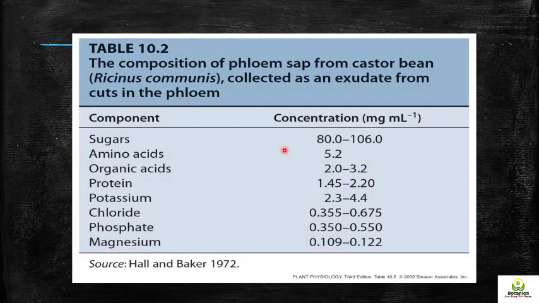So this is another source. As you can see, this is in milligrams per liter. For the sugars in Ricinus communis, there is 80 to 106 milligrams. Amino acids are 5.2. Organic acids are 2.0 to 3.2, along with potassium, protein, chloride, phosphate, magnesium, and other compounds. So this is the overall composition of the phloem exudate, the food or the sap which is transported in the phloem tissues.